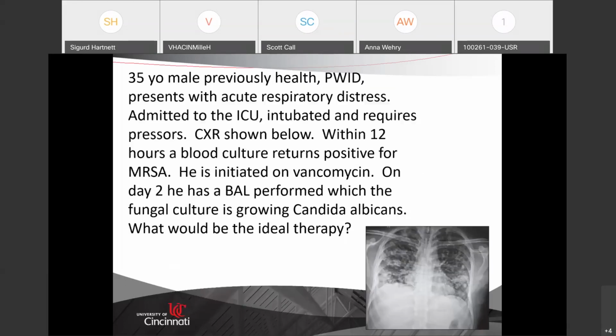Okay. So this is Candida just growing from a bronch culture, and we'll go through this more, but I wanted to stress that this chest x-ray looks like septic emboli, and this person has known MRSA bacteremia. He has not been in the ICU for a prolonged period, and he's previously healthy other than injecting drugs. Therefore, the likelihood of him having a Candida albicans pneumonia is very, very low. This is likely colonization that grew on the BAL and is unlikely to need treatment.